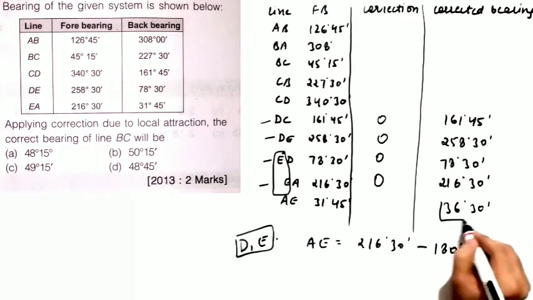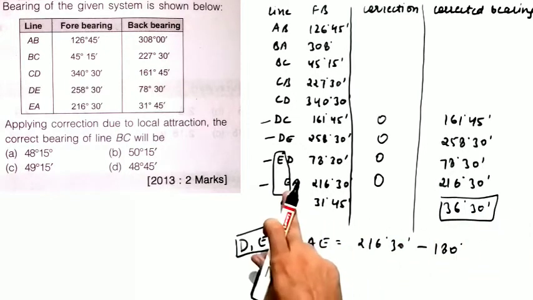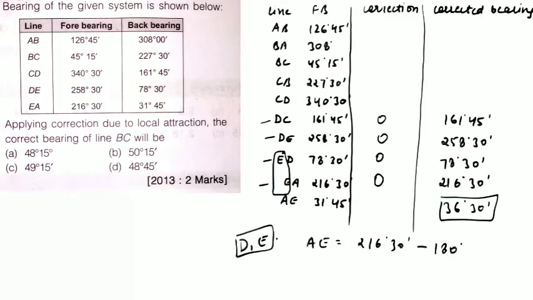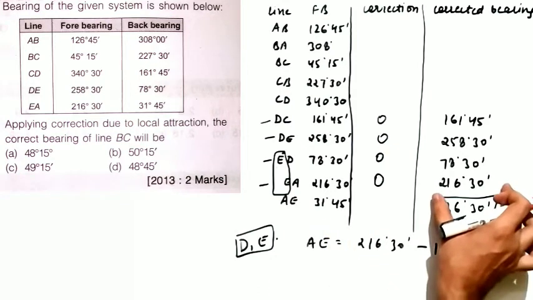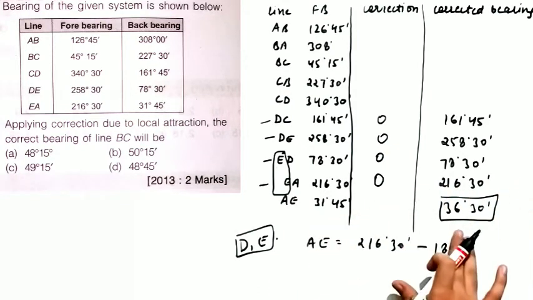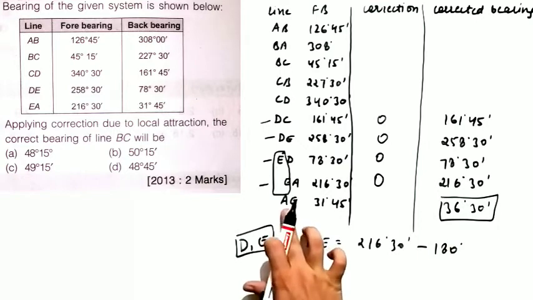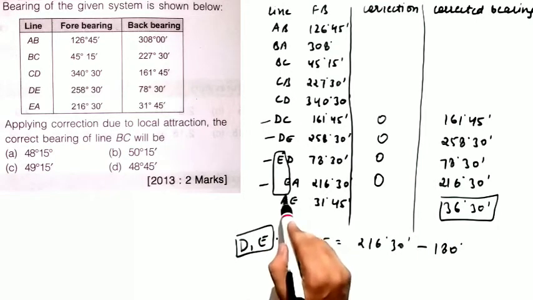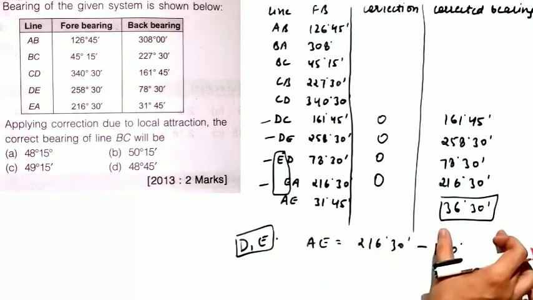Now this is the correct bearing since we calculated it using the bearing of EA. Had we used the bearing of AE, it would have been wrong again, since A has some local attraction. E has 0 local attraction, hence we used the reading of EA to calculate the reading of AE. Now this AE, that means the reading was taken at station A, the correct reading is 36 degree and 30 minutes.